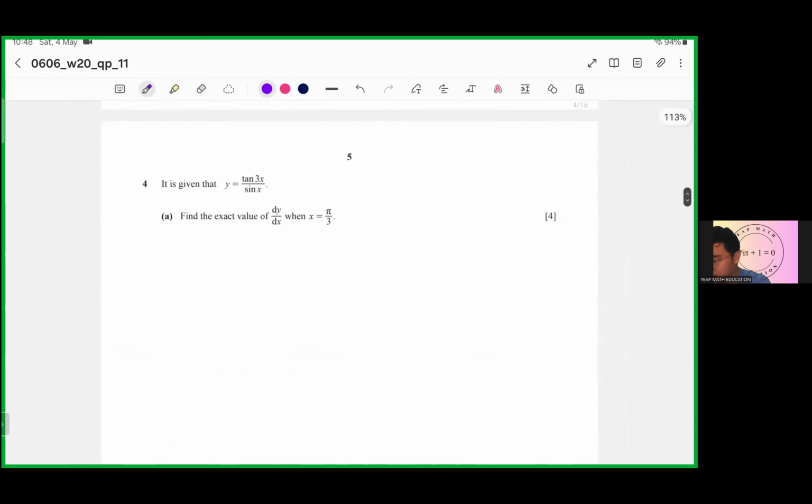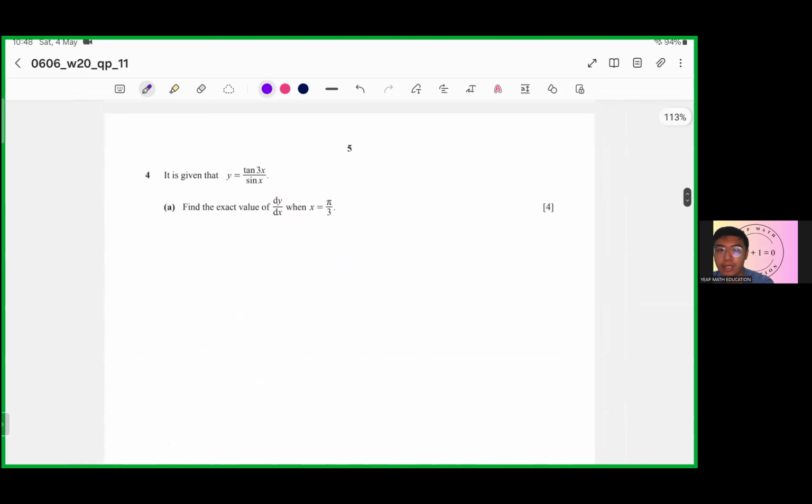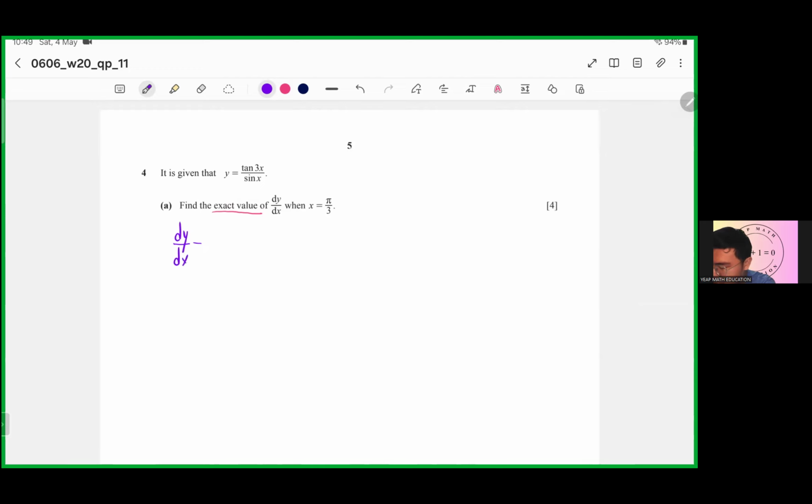Now we look at the next part. Question 4: given that y equals tan 3x over sin x, find the exact value of dy/dx when x equals 1 over 3. The question already mentions you need to give the exact value, right? So you need to find the first derivative, dy/dx.